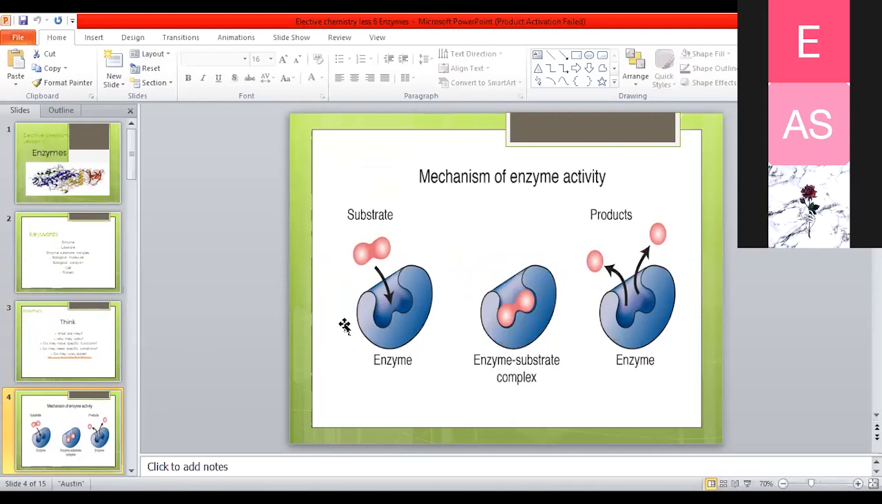So the first thing shows the substrate in the enzyme. The enzyme has a specific substrate. Then the enzyme substrate complex is created, okay? The enzyme modifies the substrate in order to release products. So this is pretty much the mechanism of the enzyme.